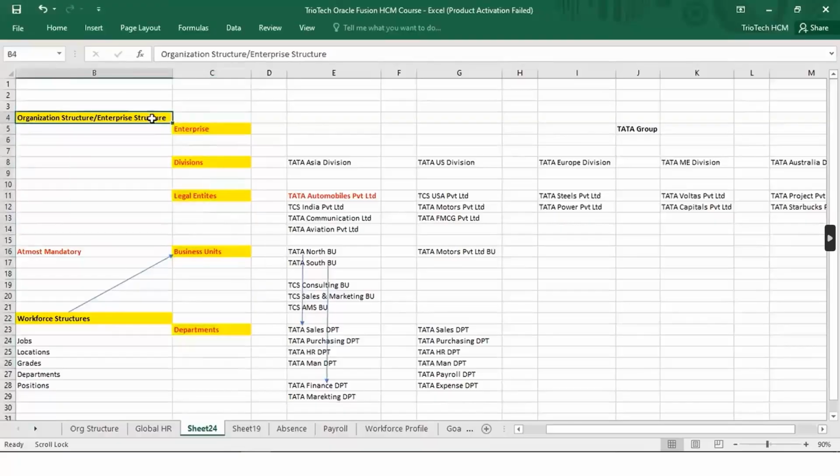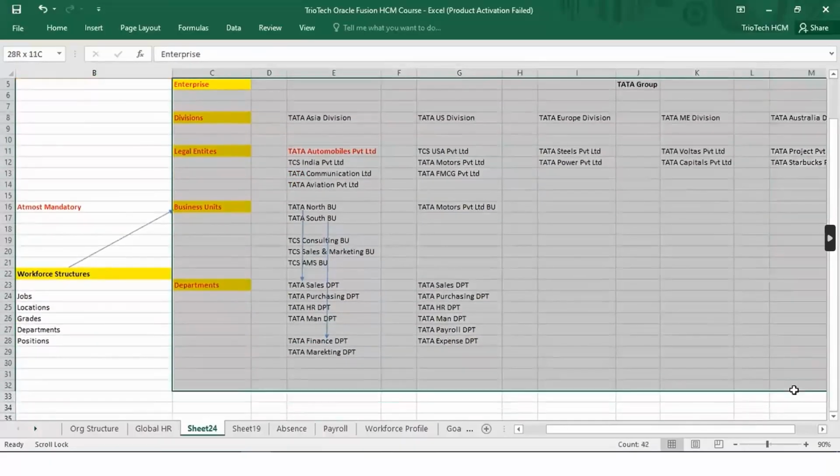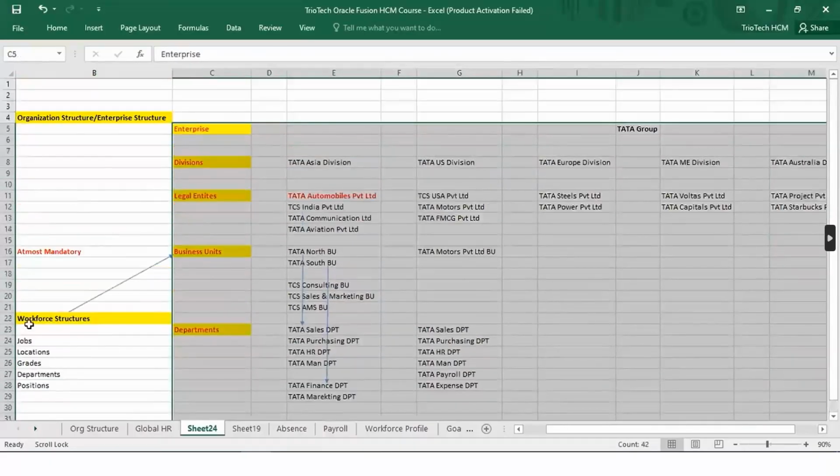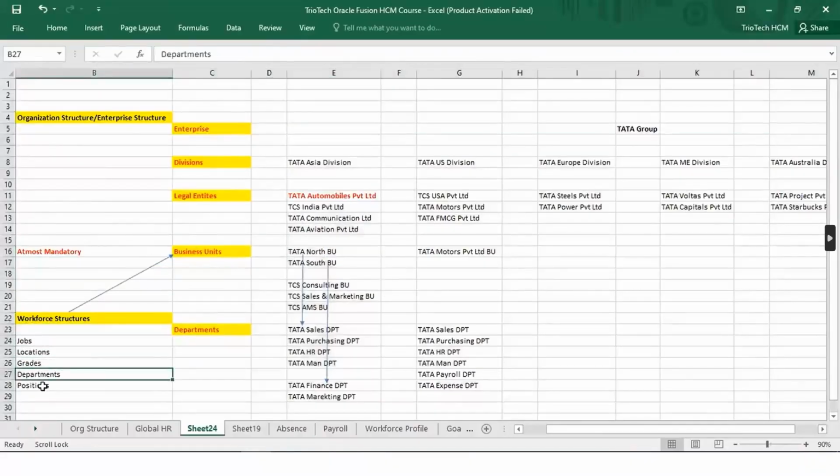First, we will define the org structure of our client, like what is their enterprise, how many divisions they have. Under each division, how many companies they have, that is legal entity. Under each legal entity, how many business units they have. Under each BU, how many departments they have. Once the org structure, all the organizations we configure in the system team, next, we will configure the workforce structures in them, like what are the different types of jobs, locations, grades, department, and position.